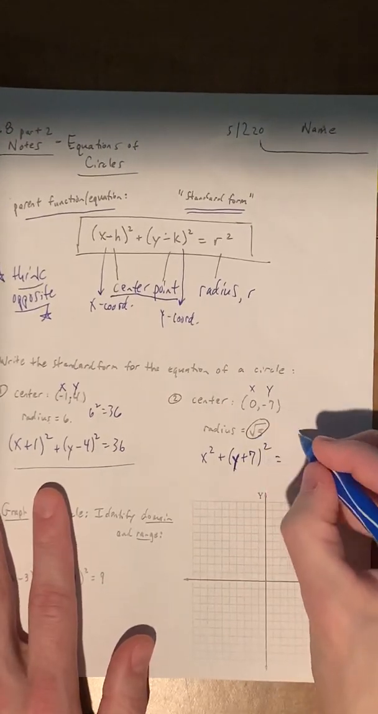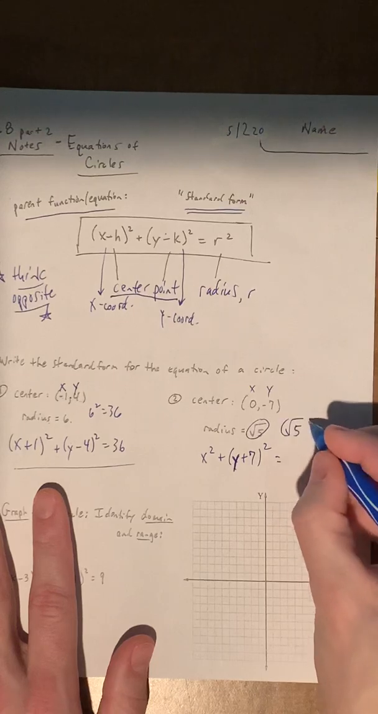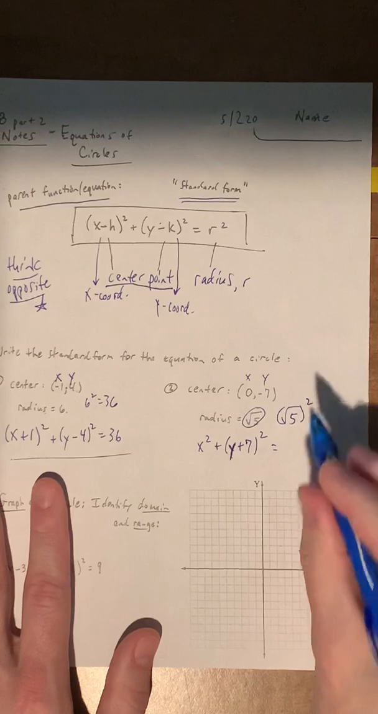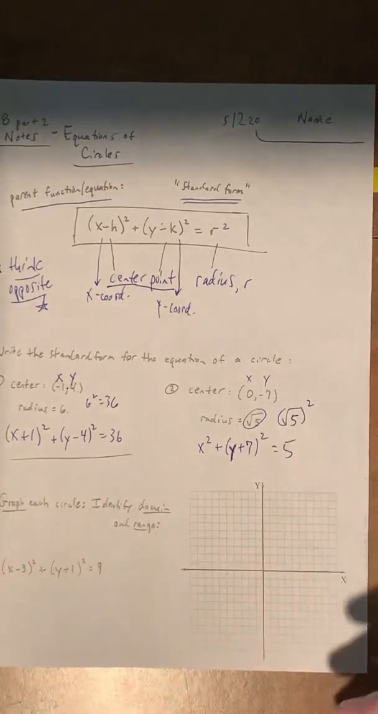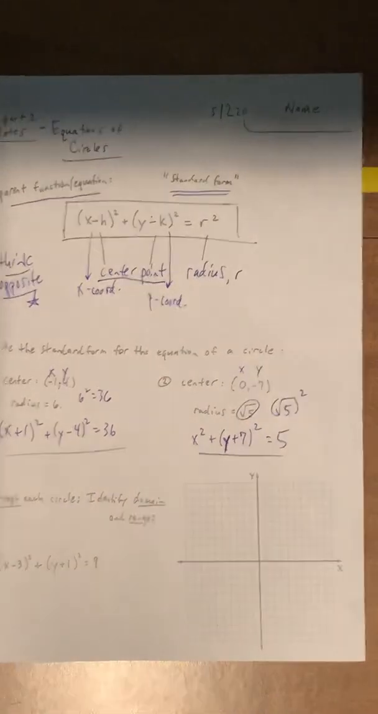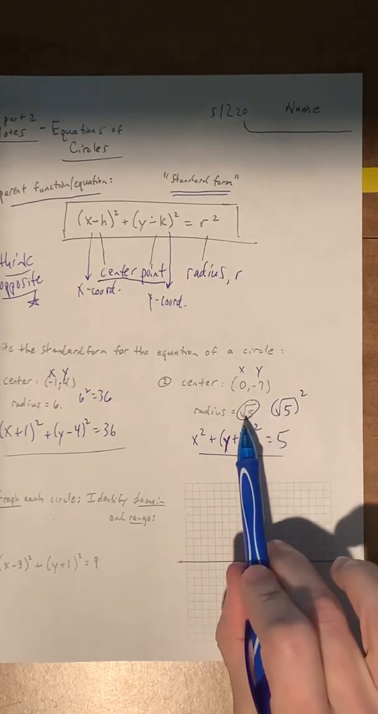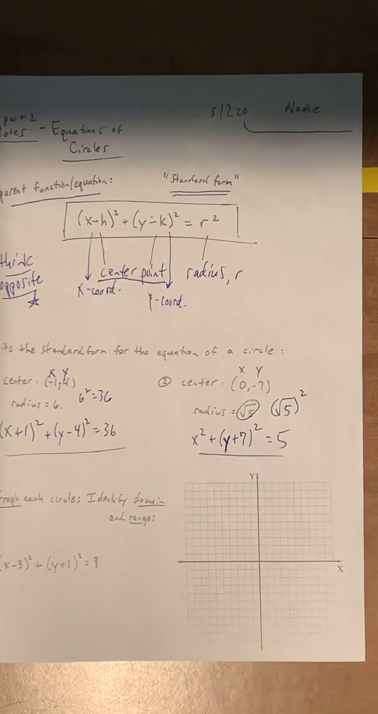Well, r is square root of 5. So when you square that, it's just a normal 5. So you have it equal 5. Okay? So that's how you handle it if the radius is in radical form and you're making the equation.